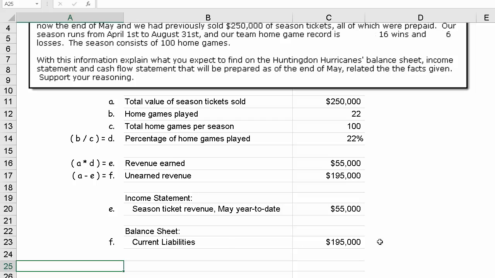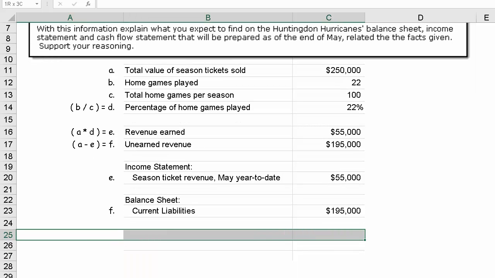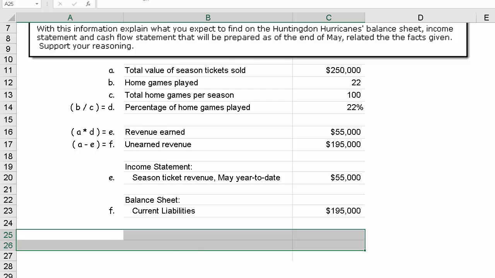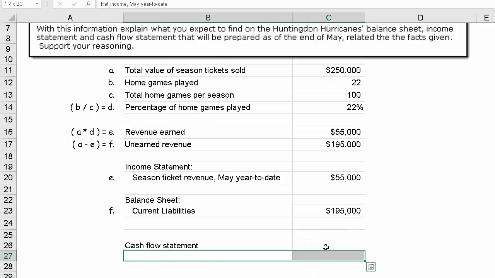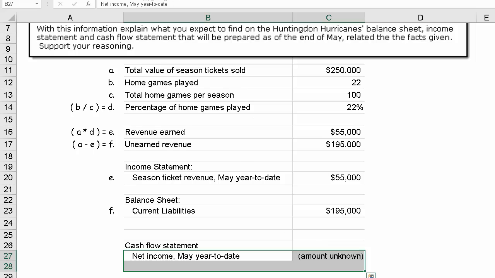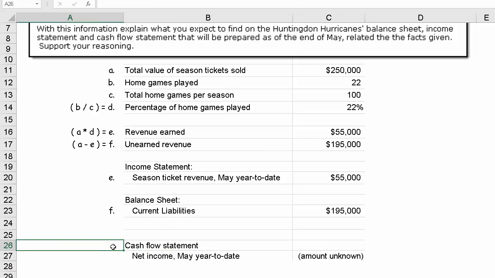And then finally, I'll slide a little bit more. On the cash flow statement, actually, let me bring one more row to light here. I think I've put it on one row down here. What we expect to find on the cash flow statement would be some dollar amount related to net income.